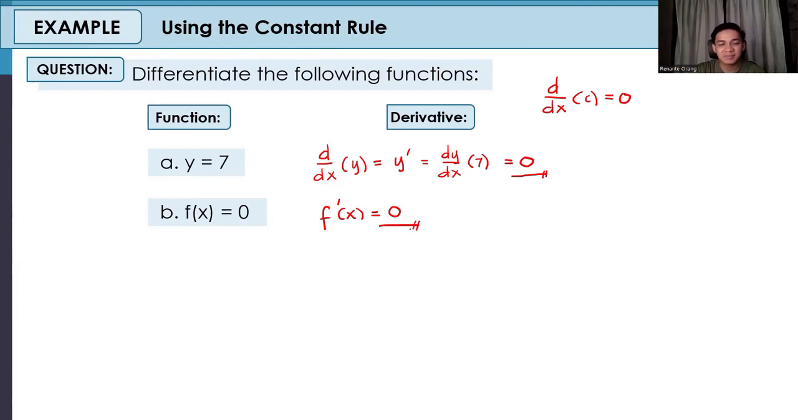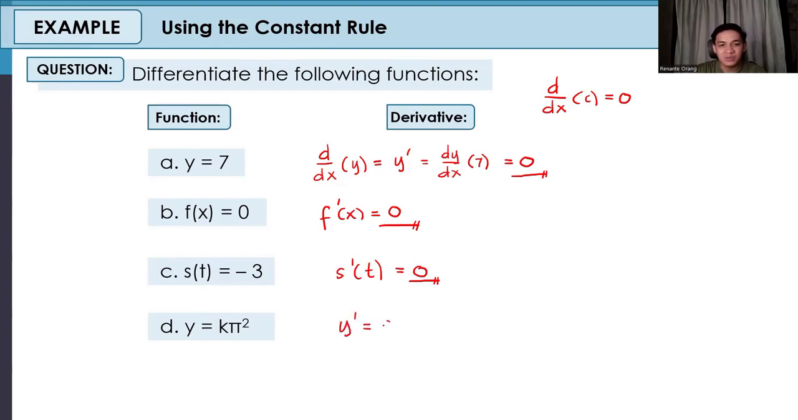Final answer. Letter C, we have s of t is equivalent to negative 3. So, hahanapin natin yung kayang derivative. We have s prime of t is equivalent to 0 because the derivative of a constant, which is negative 3, is 0. Final answer. Proceed tayo sa letter D. y is equivalent to k pi squared. Take note that yung k natin dito is also a constant. So therefore, pi is also a constant. So lagay natin y prime is equivalent to 0.